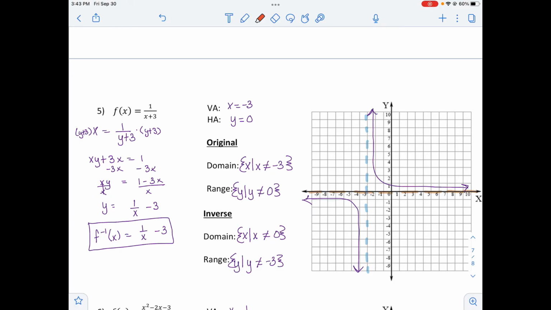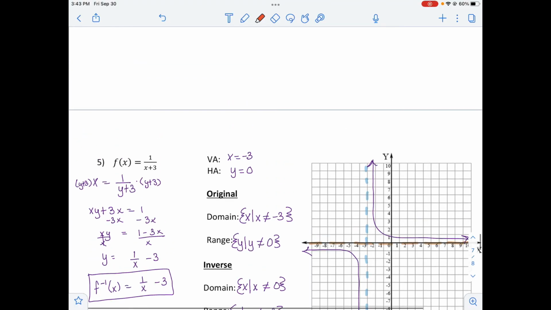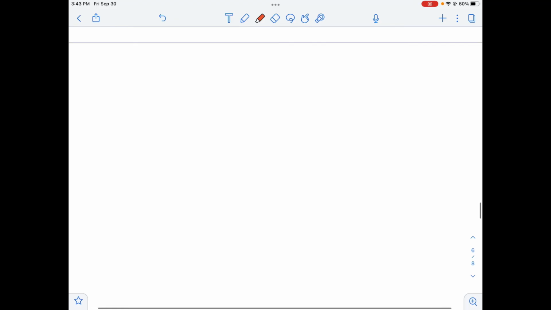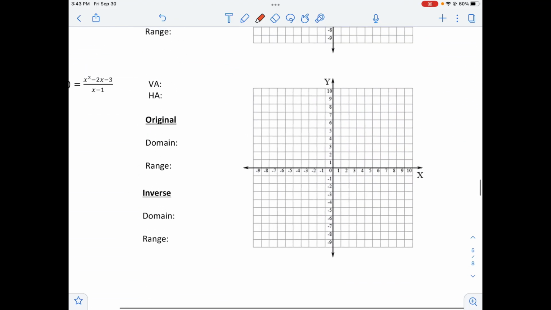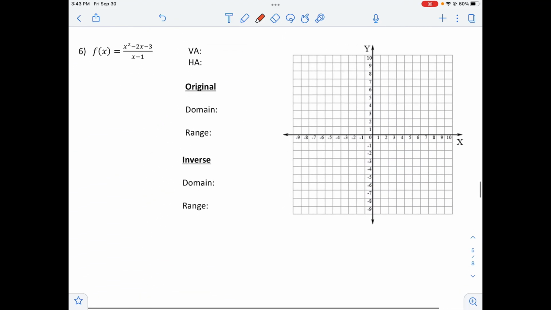So we're going to go into number 6, and we're going to look at it by itself, and let's think about what we know. This one is a little different because we have a quadratic on top in our numerator and a linear on bottom. When we first think about our vertical asymptote, we set the denominator equal to 0. So if we set this equal to 0, we would get x equals 1. Great, easy, we can do that.